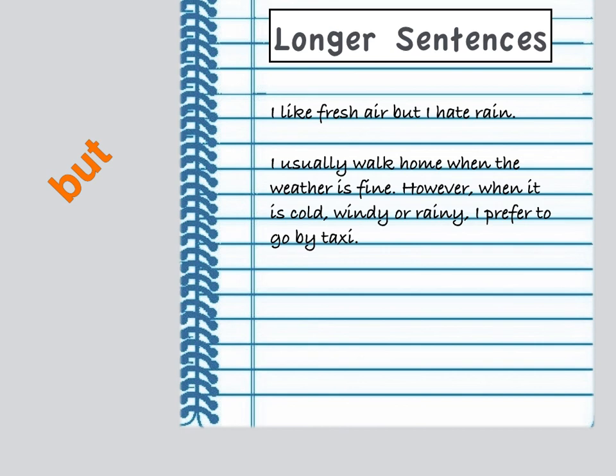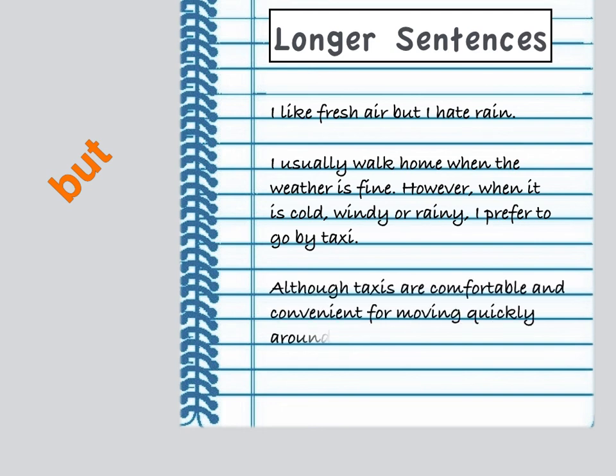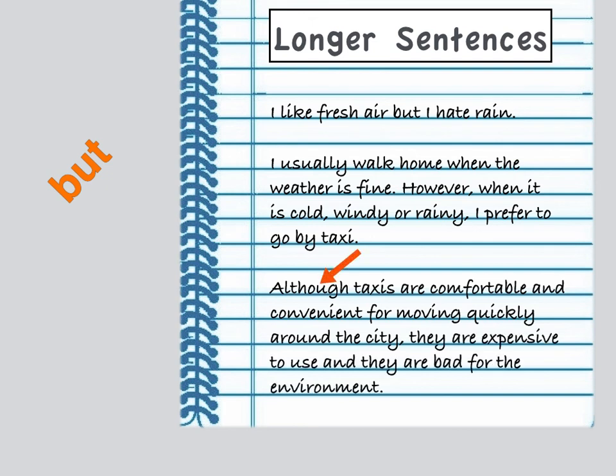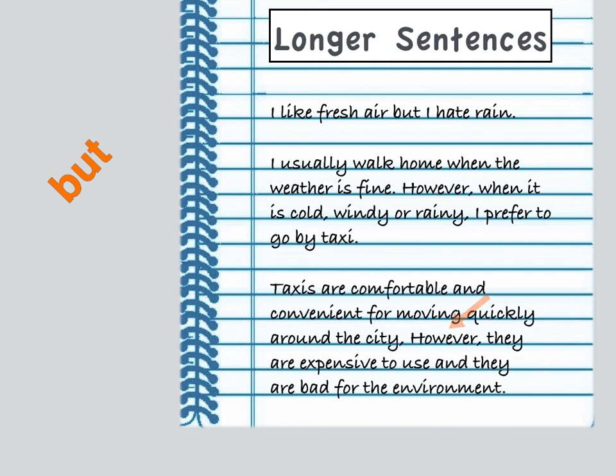Here's another word you can use. Although. Although is also used in formal writing. It has the same meaning as but and however, and it usually comes at the start of the sentence too. This sentence is also okay, but again, it's a little long. If you use however to break the sentence into 2, it will be smoother.